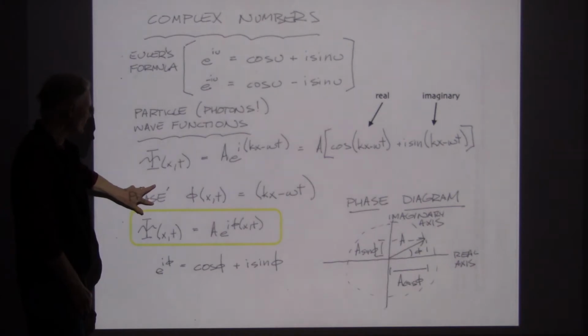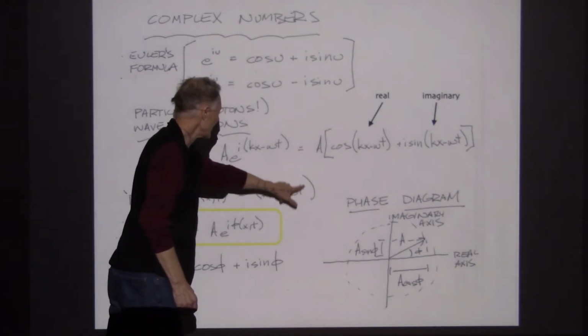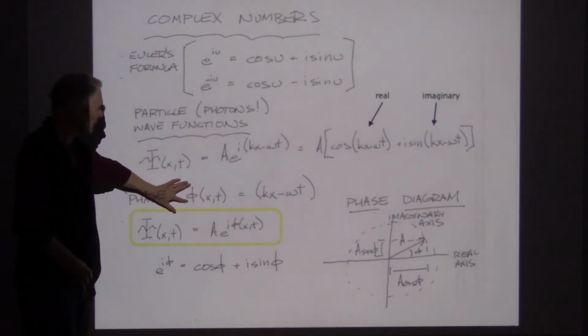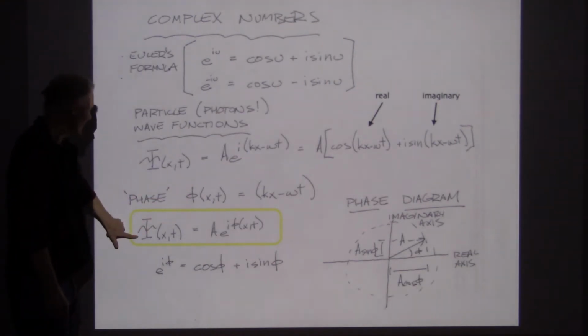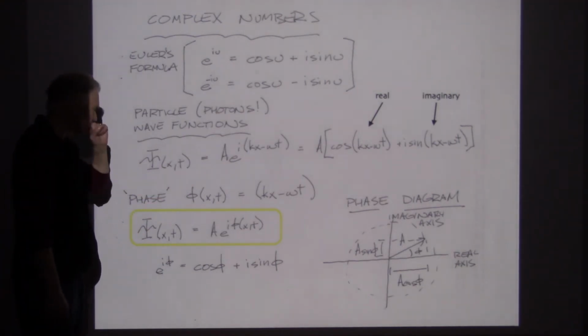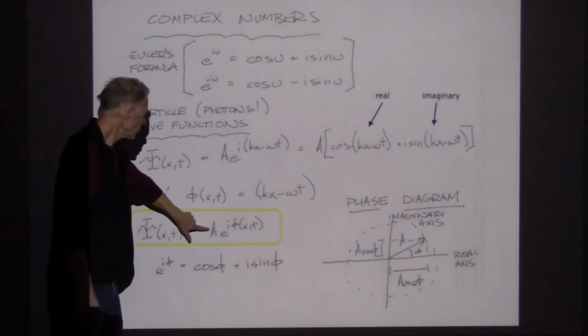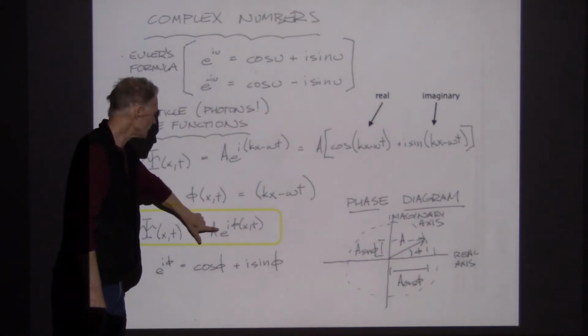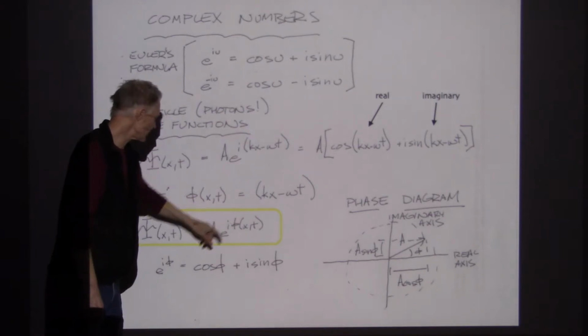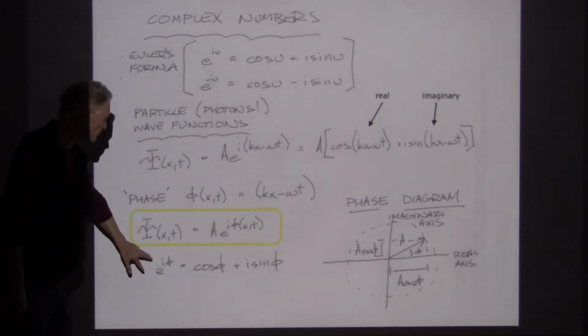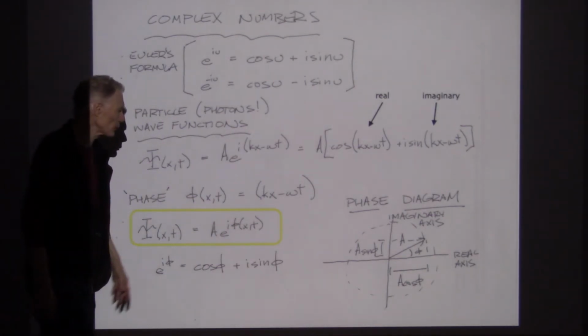So what I'm going to do is concentrate on this part, the kx minus omega t. I'm going to call that the phase and say in shorthand notation, when a particle's traveling, we can represent it as some constant times e to the i times this phase. Well, I've just kind of rewritten Euler's equation here.